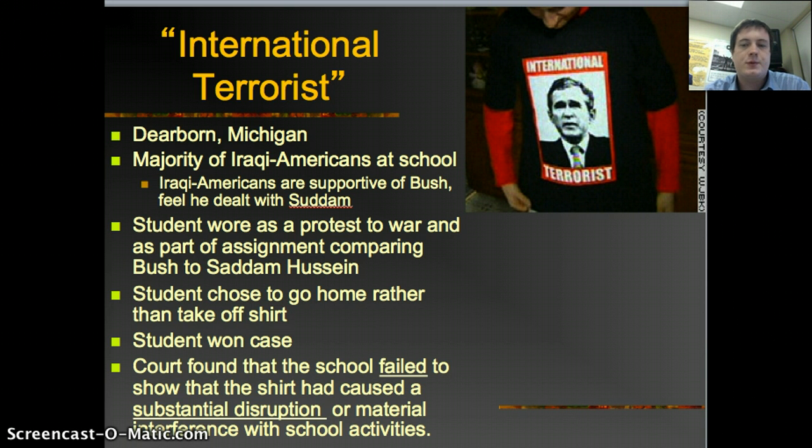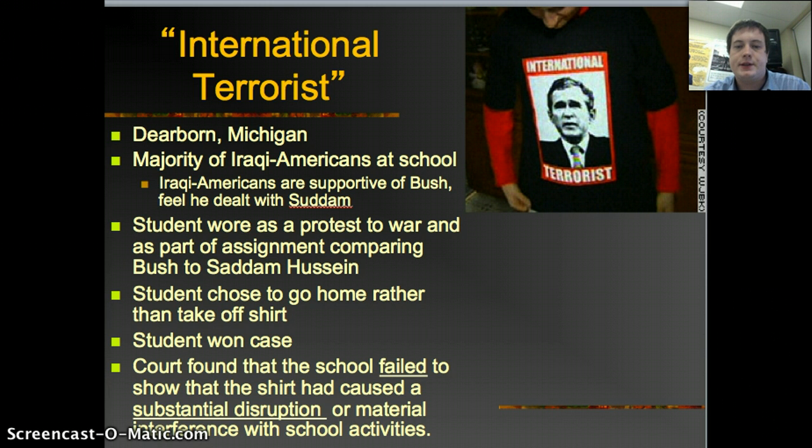And this was during the Iraq War, and this student wore the shirt because he didn't like the Iraq War. However, the reason why there were so many Iraqi Americans in this one community was that during the first Gulf War, so many of their people in Iraq fled. They didn't like Saddam Hussein, and so when they left, they really supported America, and so they didn't appreciate this shirt.